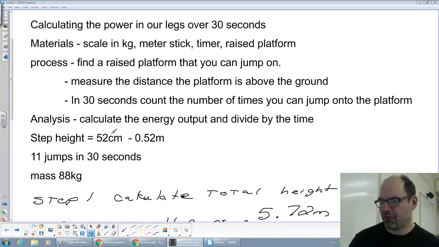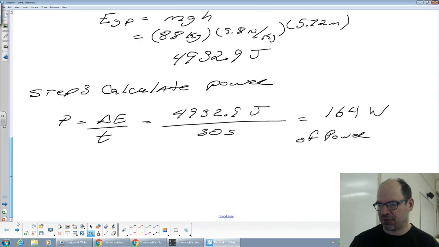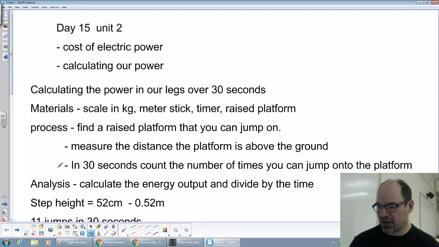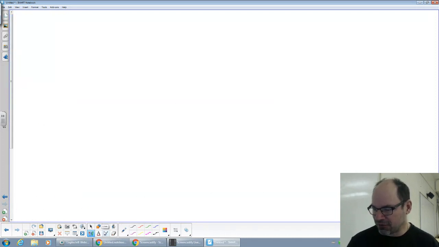Okay, good. Let's continue on here. So that was our example of calculating power. And like I said, there's different ways you can do it. So now we're going to look at the cost of electricity in our last section today. Okay, so cost of electricity, it's a little bit different.